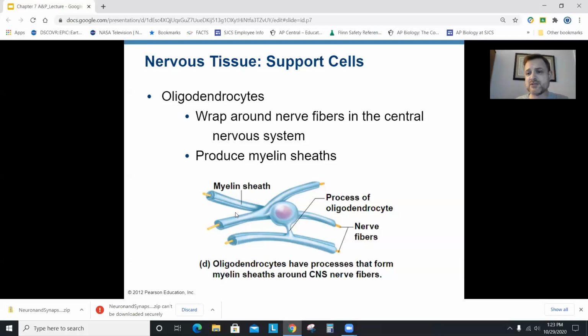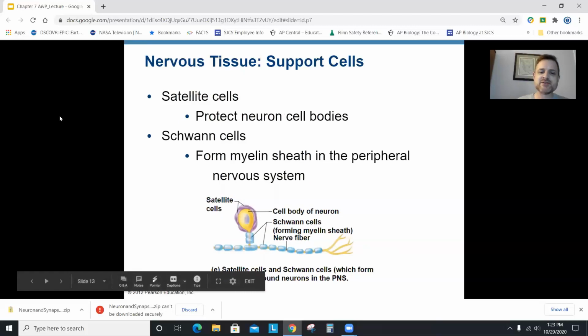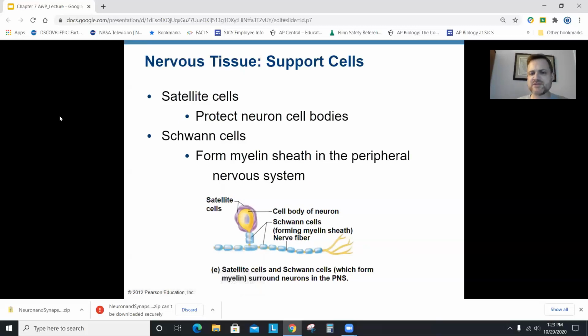You find oligodendrocytes, again, think of it like a flat cell that you wrapped around into a roll. These you find in the central nervous system, so in your brain or your spinal column. Satellite cells and Schwann cells are other kinds of support cells.